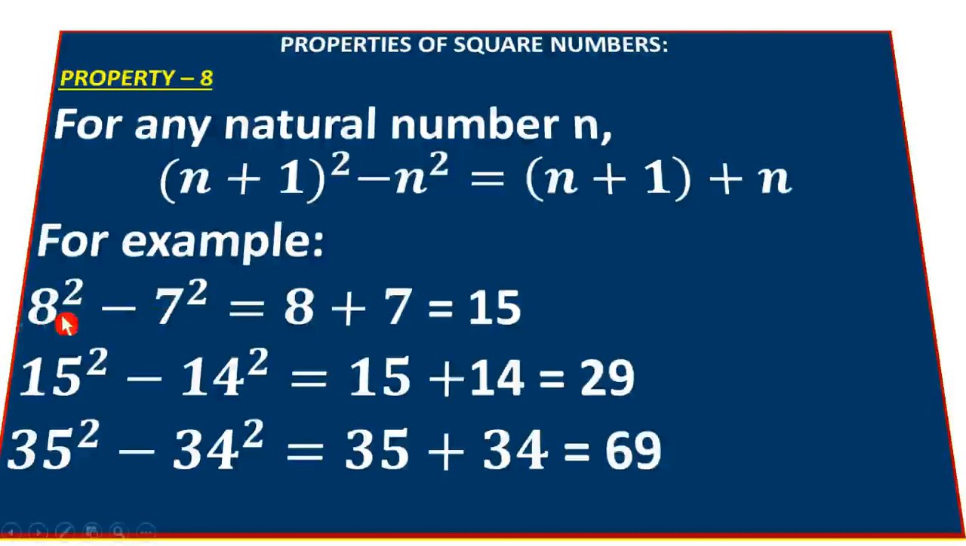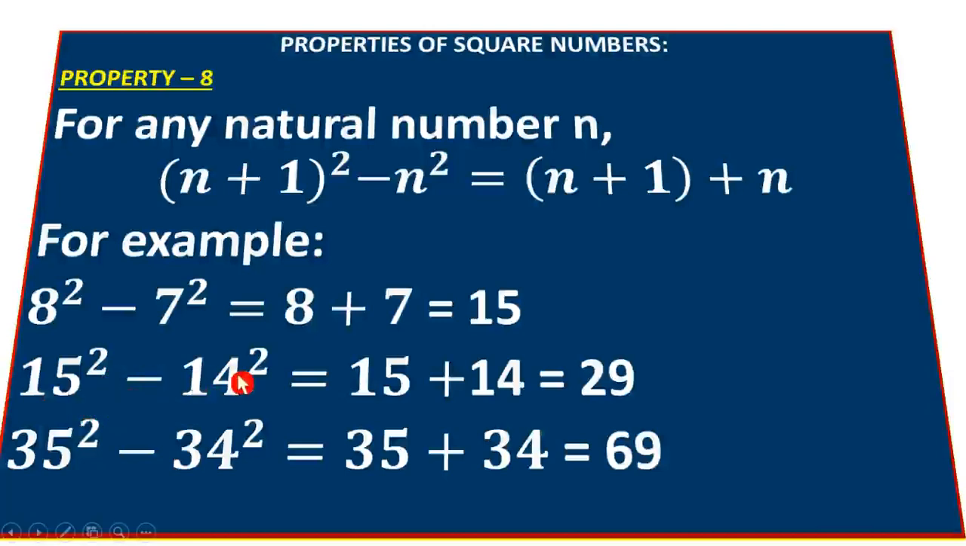But we can do it directly here. The consecutive numbers are 8 and 7, so 8 square minus 7 square. If this format is there, then we can add 8 plus 7 equal to 15. Like that, 15 and 14: 15 square minus 14 square.